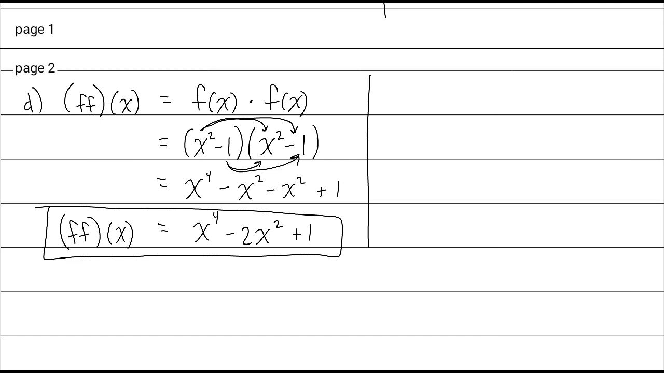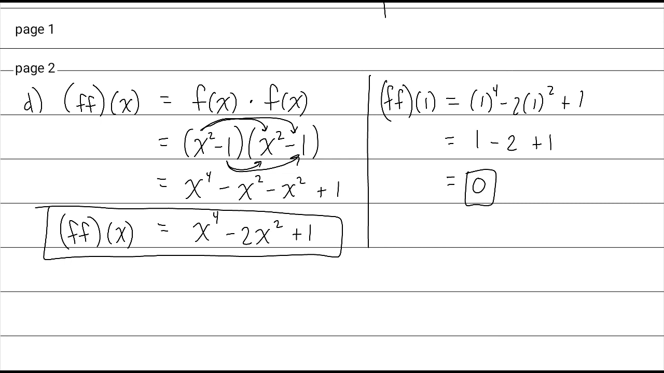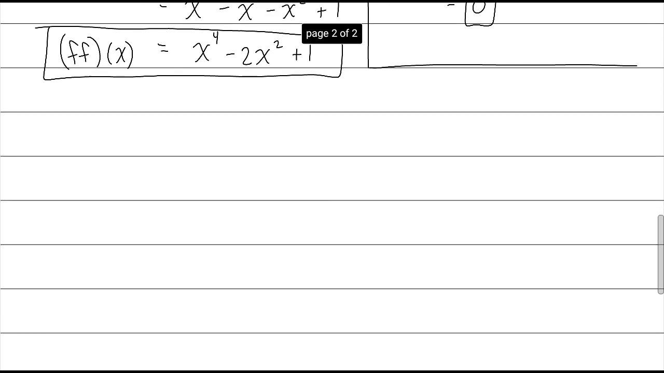All right, while we're at it, what is f times f of 1? 1 to the 4th minus 2 times 1 squared plus 1. 1 to the 4th is 1. 1 squared is 1 times 2 is 2 plus 1. That's going to be 0 again, right? 1 minus 2 is negative 1 plus 1 is 0. Nifty. All right. Super long example here, right?